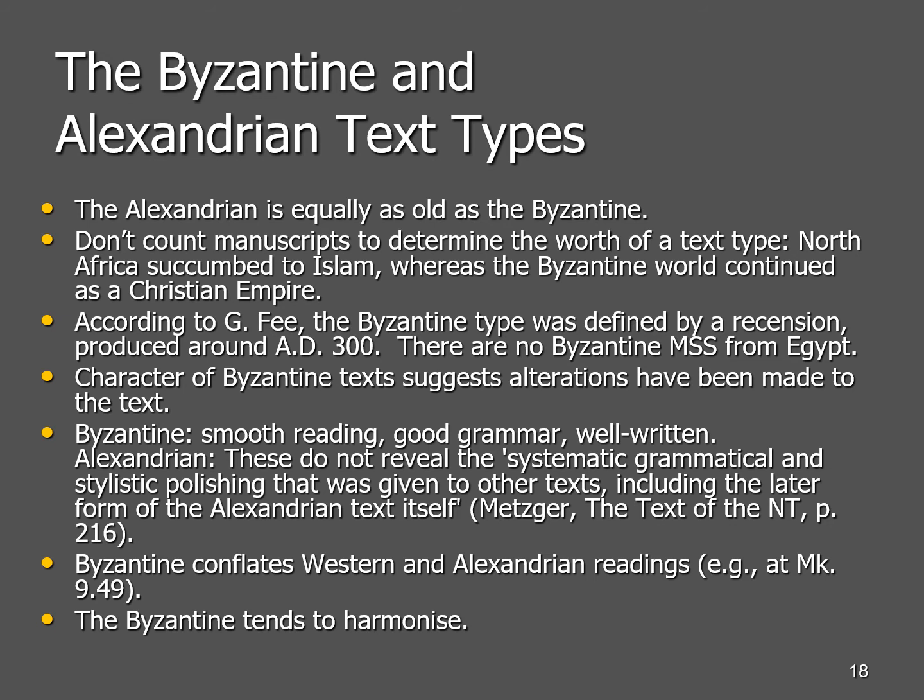The Byzantine text type, moreover, conflates Western and Alexandrian readings at times. For example, in Mark 9:49. And finally, the Byzantine text type tends to harmonize. If there's something said similarly in, say, the Synoptic Gospels, there might be a tendency to harmonize, whereas that won't be found in the Alexandrian. It's reasons like this that have led scholars to prefer the Alexandrian to the more numerous Byzantine text type.